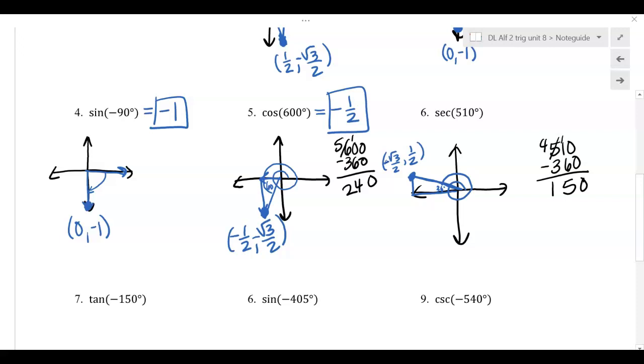And now I'm going to look back at the problem now that I understand my position, like where 510 lands, what it's coterminal with, what the coordinates are there. And I see that I'm looking for the secant. Remember, the secant is the reciprocal of the cosine. So I'm not really a big fan of finding secant directly. I want to find cosine and then understand the reciprocal. So the cosine of 510 would be negative rad 3 over 2 because that's the x coordinate. So the secant will be the reciprocal of that. And again, I will rationalize the denominator. So I get negative 2 rad 3 over 3.